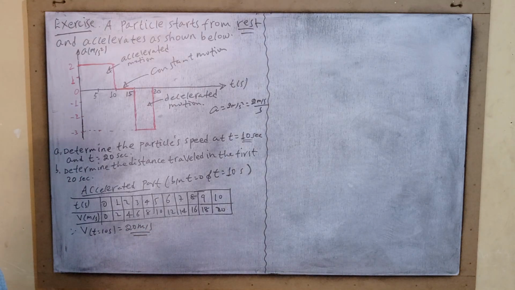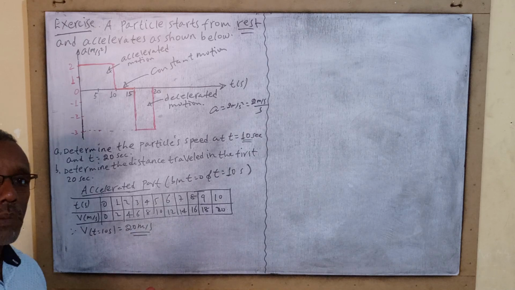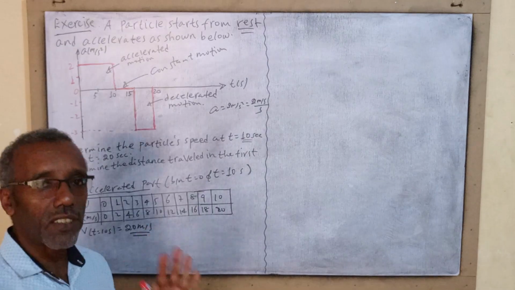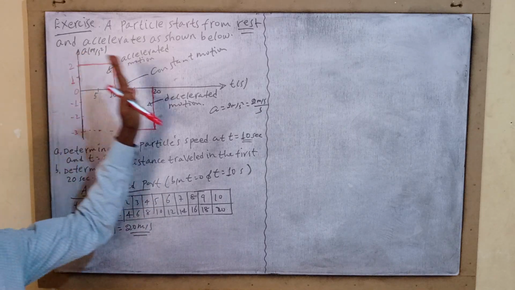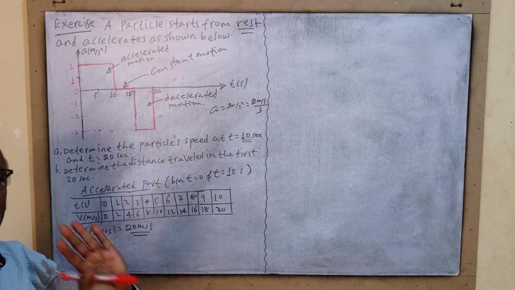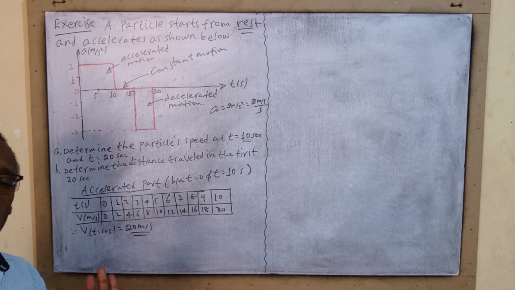This is one option. The other option is from the graphical representation of uniformly accelerated motion. Here we have the given acceleration versus time graph curve. The area under the acceleration versus time graph curve is always the change in velocity.